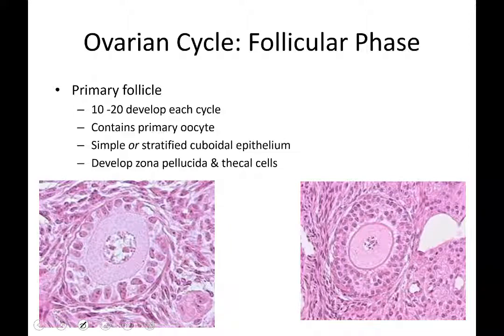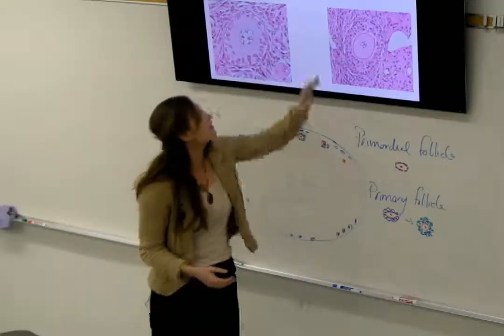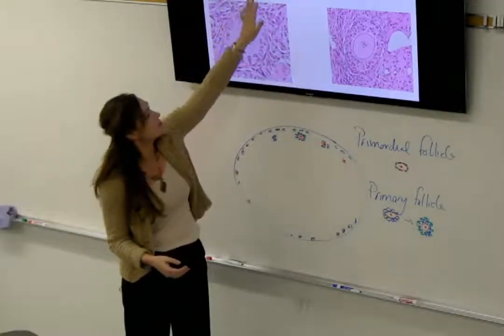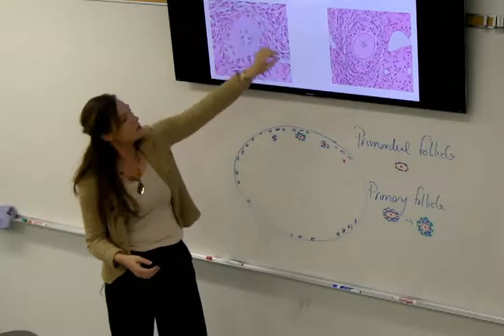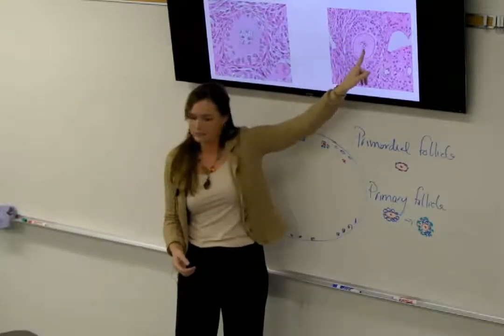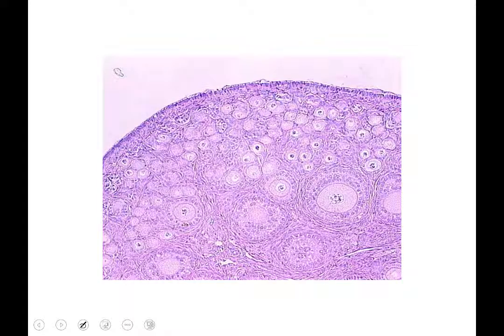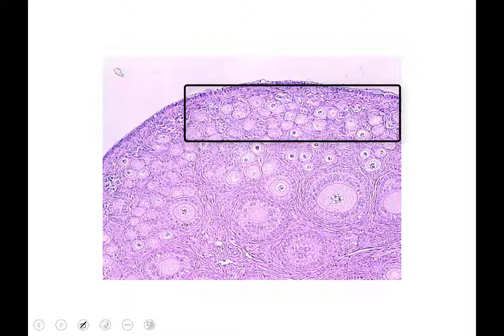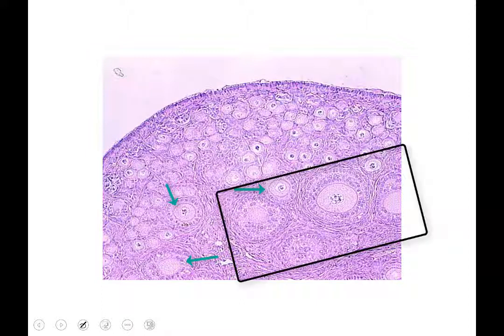And so the energy of the ovary starts to become directed to the more viable ones. They start off as simple cuboidals, and they get a little thicker, stratified cuboidals, but still we have the egg inside, the oocyte. In this picture, we can see several primordials out by the periphery, and then we see a few primaries here that have now emerged.